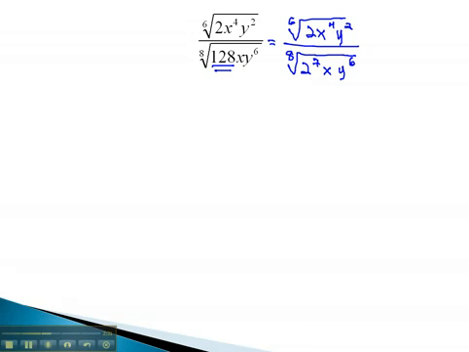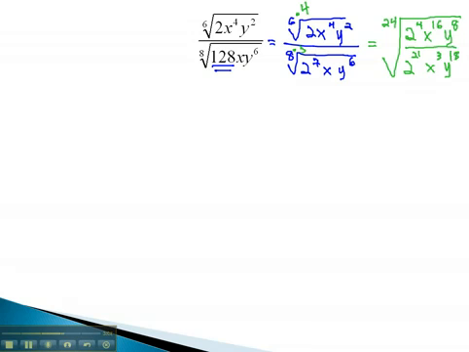Now let's get that common index of 24. We can do that by multiplying the index of 6 by 4 and the index of 8 by 3. And now everything's under a 24th root. We also must multiply our exponents by the same thing. So we have 2 to the fourth, x to the 16th, y to the 8th. In the denominator, we have 2 to the 21st, x to the third, y to the 18th.